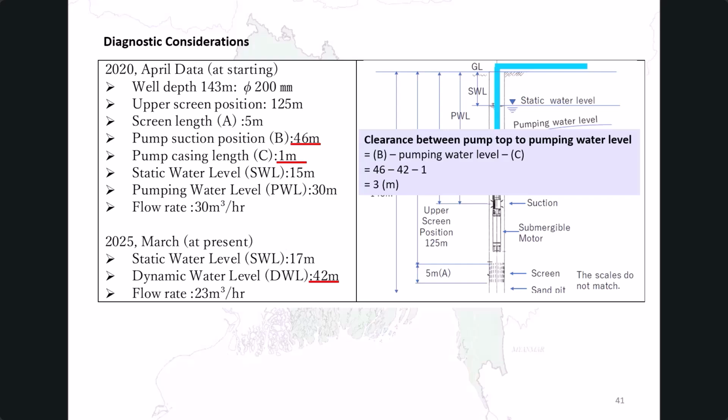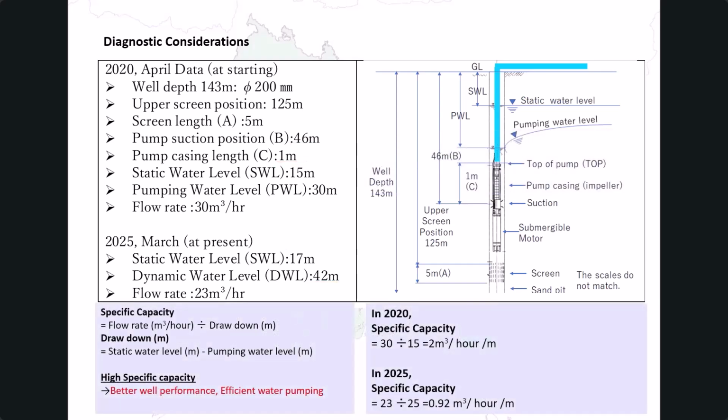Next, let's calculate the specific capacity. The specific capacity can be calculated by flow rate divided by drawdown. Drawdown equals the static water level minus the pumping water level. In other words, specific capacity indicates how much water can be pumped when the water level drops by 1 meter. The larger the specific capacity, the better the well performance and the more efficiently water can be pumped. However, it decreases over time due to screen clogging.